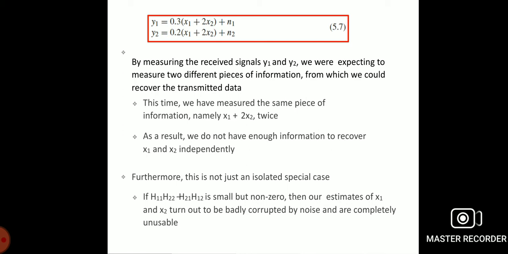If H11 H22 minus H21 H12, the determinant of the channel between the transmitting and receiving antenna sides, is small but non-zero, then our estimates of x1 and x2 turn out to be badly corrupted by noise and are completely unusable.